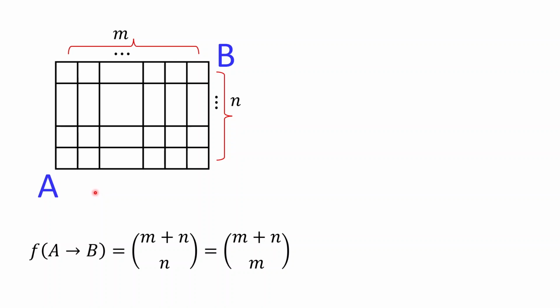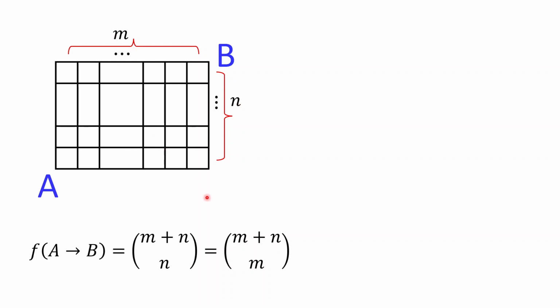The number of steps that we have to take to move from point A to B is, so we need to go m times in the right direction and n times in the up direction. Whatever path that we select, we need to move m times toward the right and n times toward the up. So the total number of steps from point A to B is n plus m.